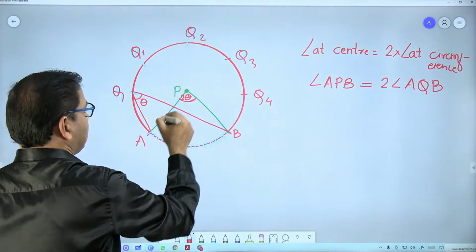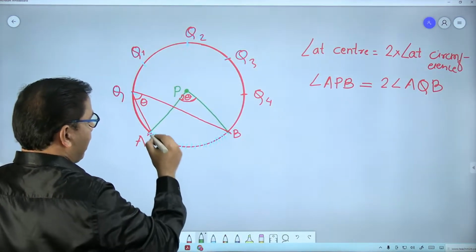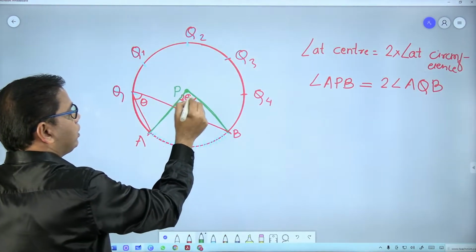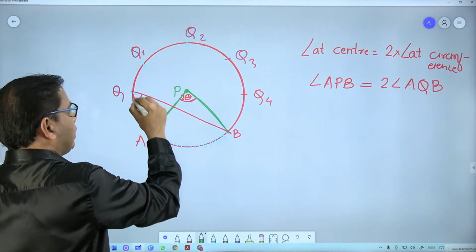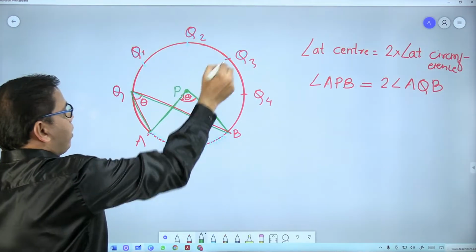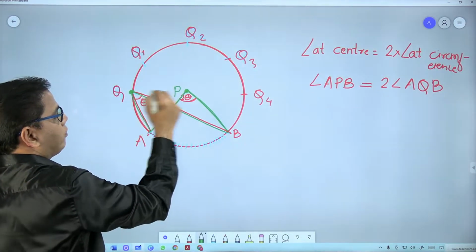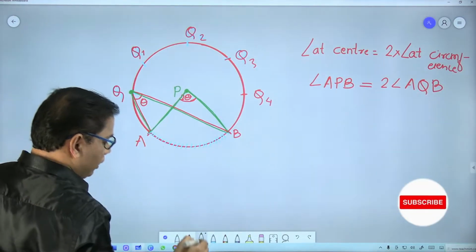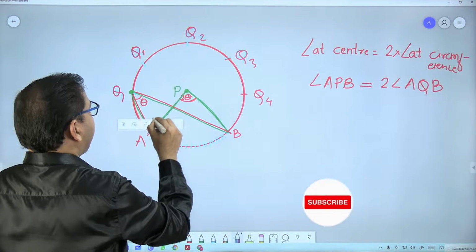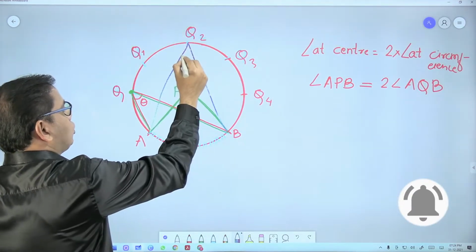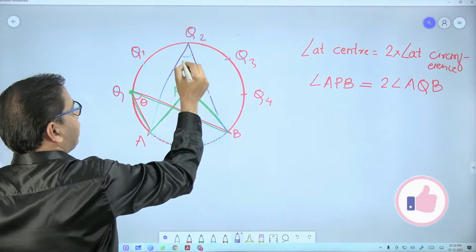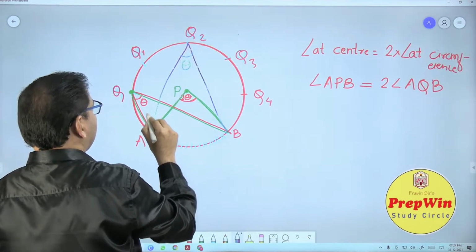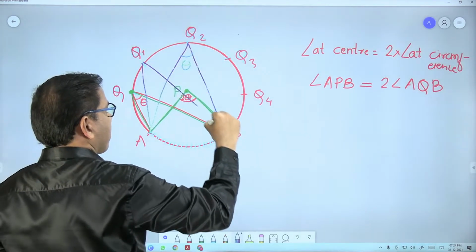Have you understood this? The angle at the center is twice, that is the reason I have taken 2 theta, twice the angle anywhere on the remaining part of the circle. So for this point I have taken 2 theta and this will be theta. This is applicable for this point also. If I take this point, if the central angle is 2 theta, this angle will be theta. And it is applicable for this angle at Q2 also, anywhere.